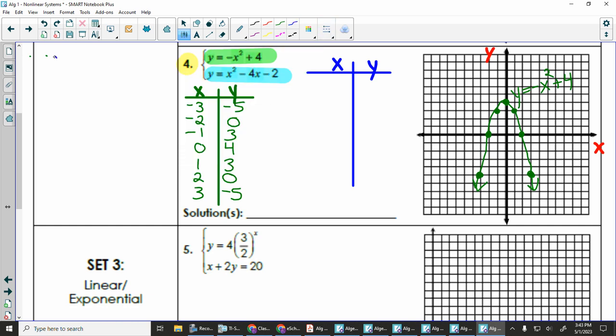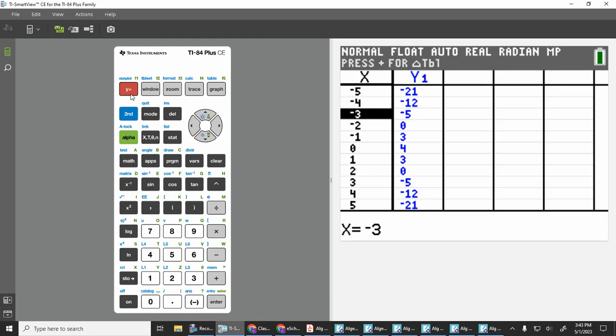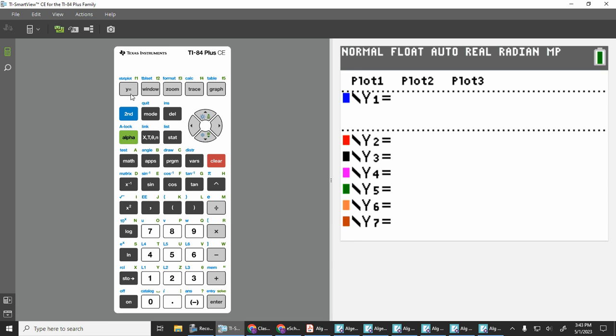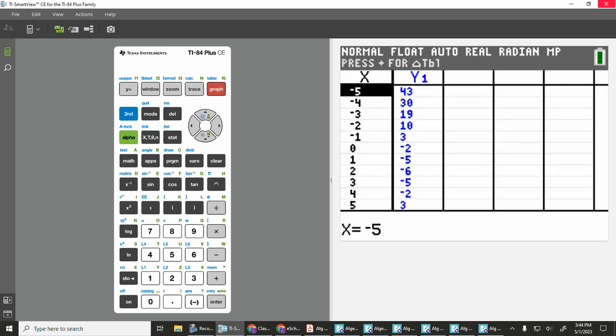Okay, so now same process all over again. We're going to go to the calculator, go to y equals, clear it out. Now we're typing in our second parabola. So we have x squared minus 4x minus 2. We want our table, so we're going to hit second graph. And now we got to search for that symmetry in the y column. Right now I've got a 43 at the top and a 3 at the bottom.